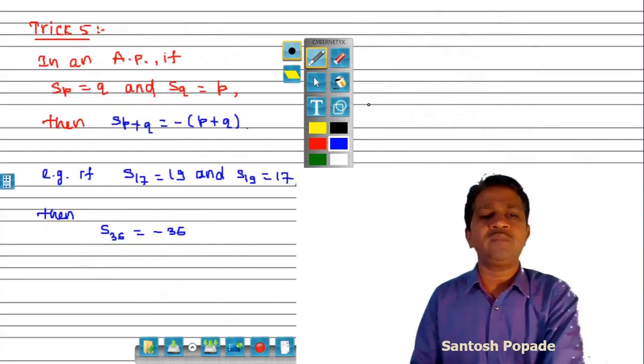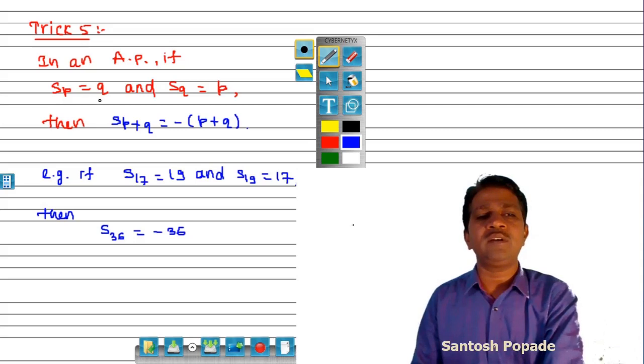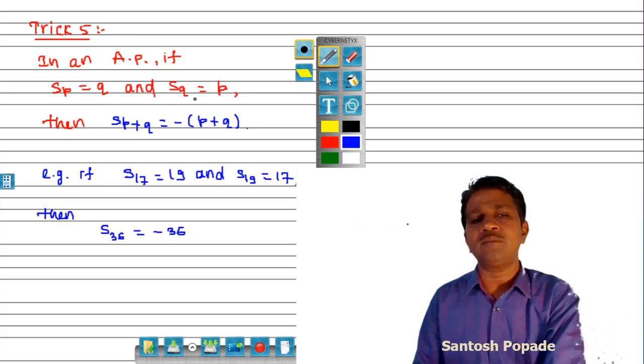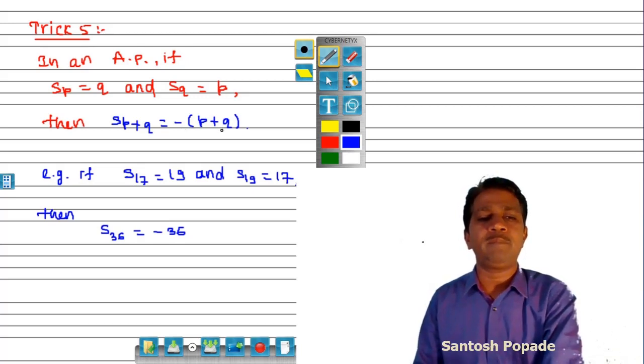Let us see now the fifth trick. Again, it is somewhat similar. All these are tricks for AP. If the sum of p terms of an AP is q and the sum of q terms of the AP is p, then the sum of p plus q terms is given by minus (p plus q).